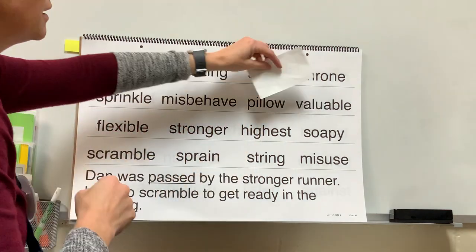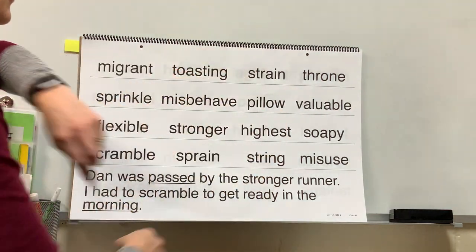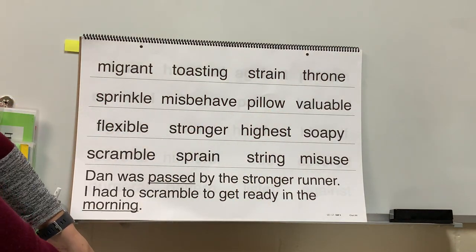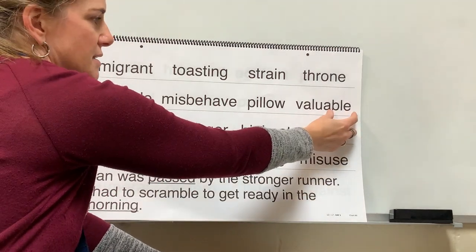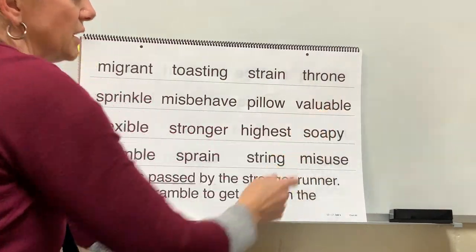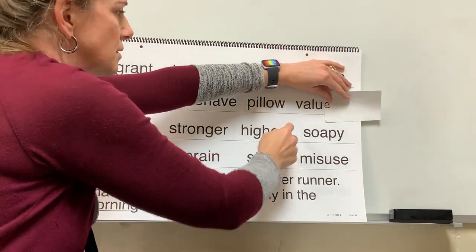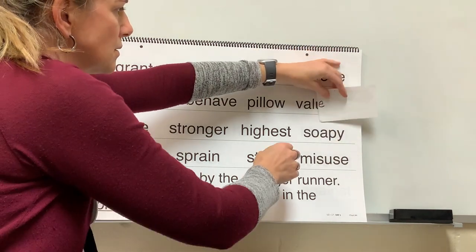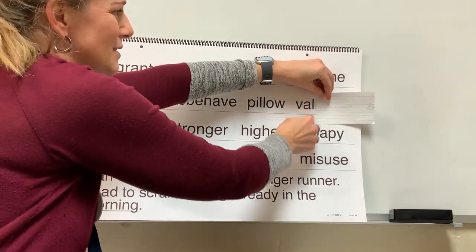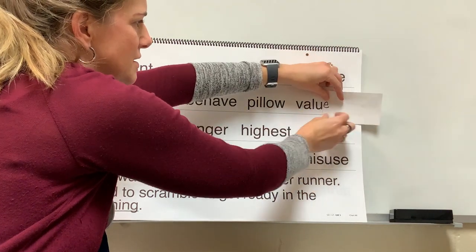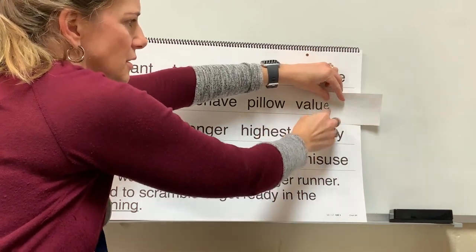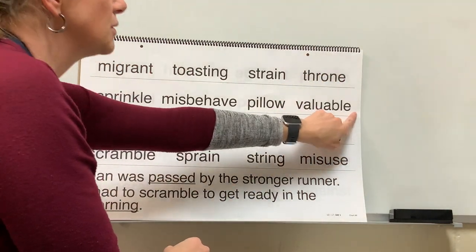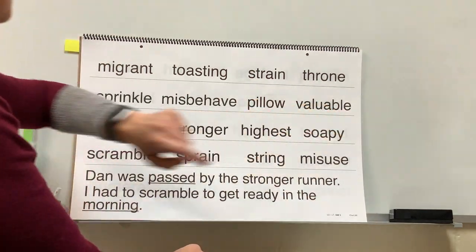Syllable, pill. Syllable, low. Word, pillow. I see this has a suffix and there is a spelling change. Let's read the base word. We'll do this. Syllable, val. Syllable, u. Base word, value. There's an E drop. Suffix, able. Word, valuable.